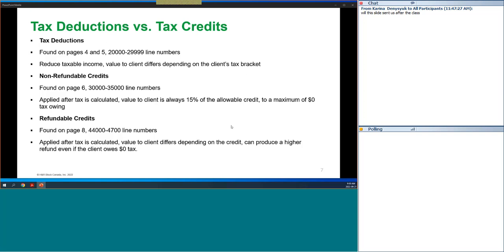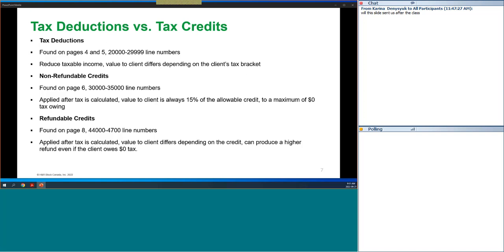Okay? Keep that structure in your mind as you go through the next few chapters. Think about what line number it is, and then remember deductions are affected by tax brackets. Non-refundable credits are 15%. They bring your tax down to 0 and then they're wasted. Refundable credits are whatever the credit is, and they're not wasted. Even if you owe no tax, even if you're not paying any tax, you still get money back from a refundable credit.